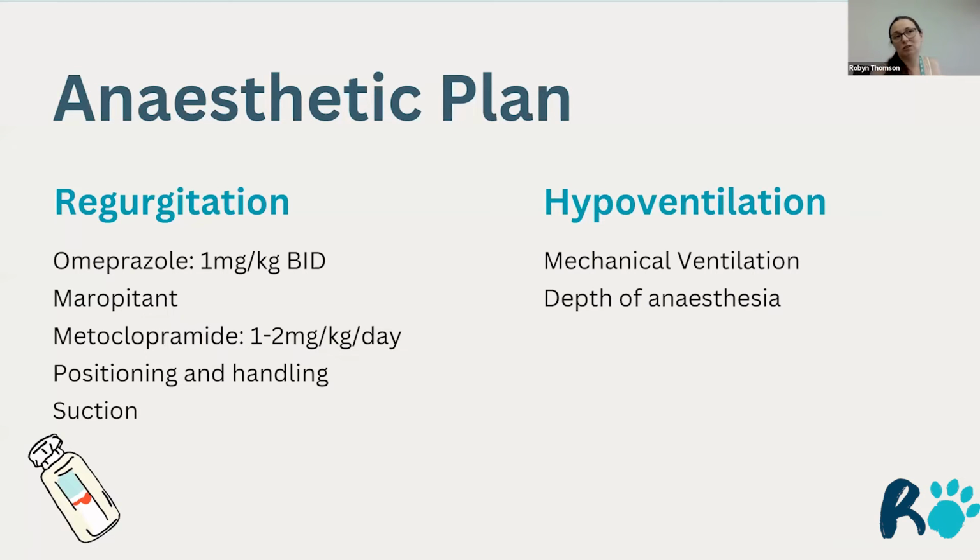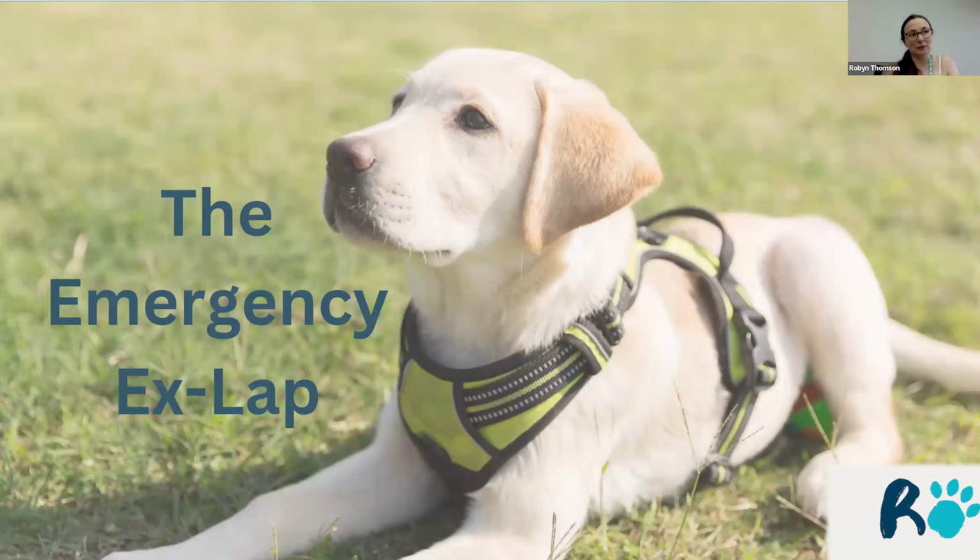I, generally speaking, will tolerate up to an end-tidal carbon dioxide of about 60. If it's above that, then I will start to intervene. But that's what we need to be aware of and how we want to manage. That's generally how I'm going to manage my brachycephalics for this. A lot of these considerations are quite similar even if they had other surgical procedures. But that is generally what I would do with them. So let's go on to the next one, the emergency XLAB.